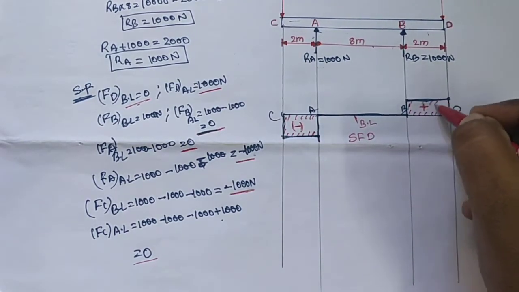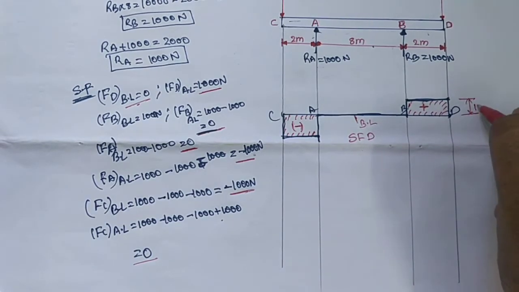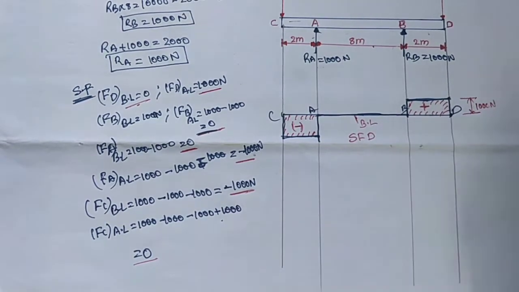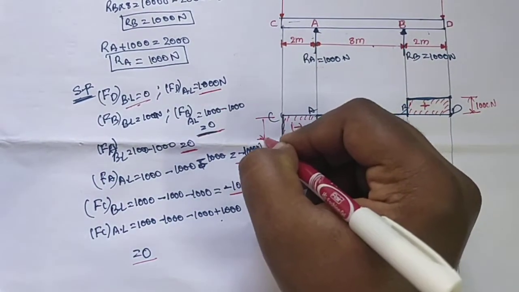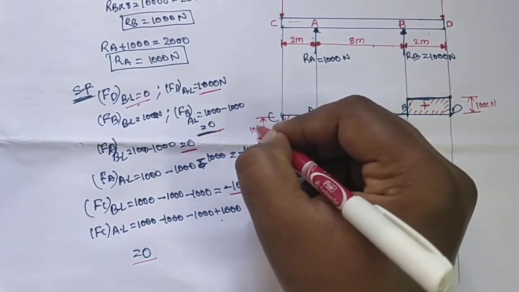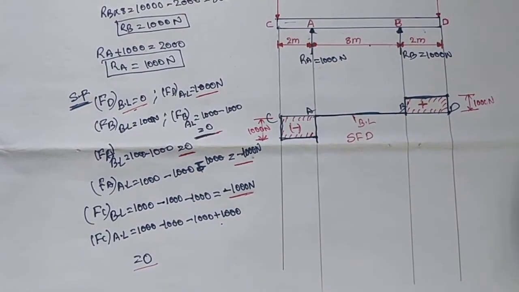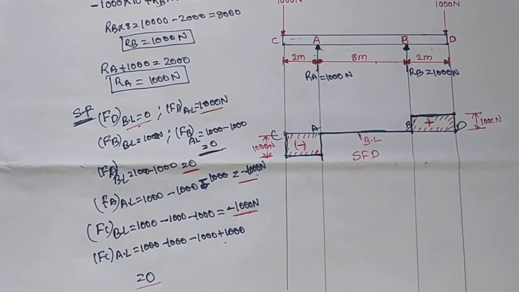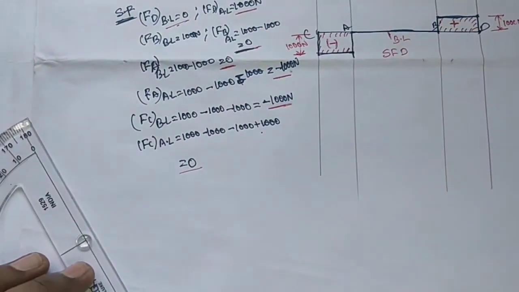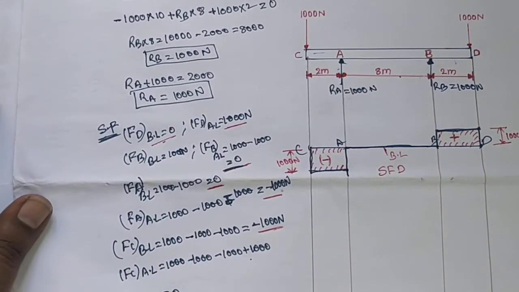Okay, at this point the shear force is 1000 newtons. At this point the shear force is 1000. Okay, like this we need to draw the shear force diagram for the given beam. Next we need to calculate bending moment. Next we need to calculate bending moment value.